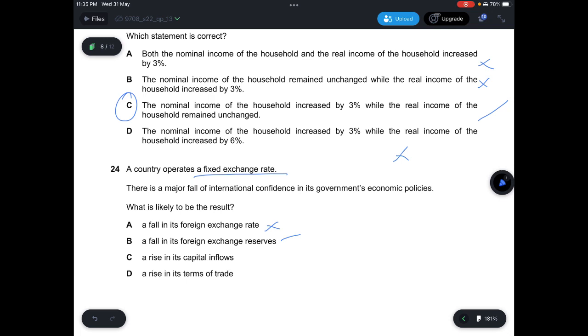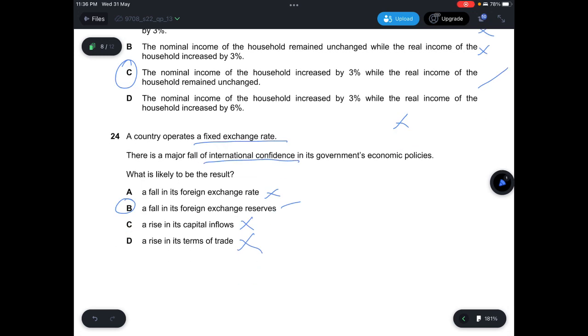But B, it says a fall in its foreign exchange reserves, which is correct because of the fact that there's a major fall in international confidence. That means that your currency would now be exchanged for other countries' currency. So now your exchange reserves will have to decrease. C says a rise in capital inflows. There's already a decrease in international confidence, so there's a decrease in capital inflows. And then because of decreased aggregate demand due to this loss of international confidence, your terms of trade will also worsen. So it has to be B.